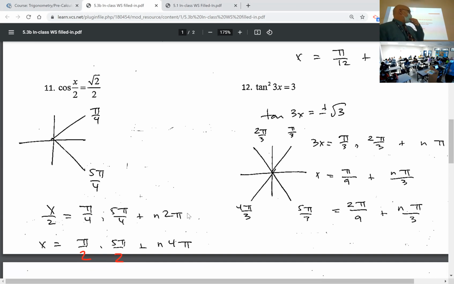And finally, number 12, tangent squared of 3x equals 3. That tells me that tangent is equal to plus or minus the square root of 3. That happens at pi over 3 and 2 pi over 3, and across the circle from each of those. Now I need to divide each of those by 3. So pi over 3 divided by 3 is pi over 9 plus n pi divided by 3, and 2 pi over 3 divided by 3 is 2 pi over 9 plus n pi divided by 3.